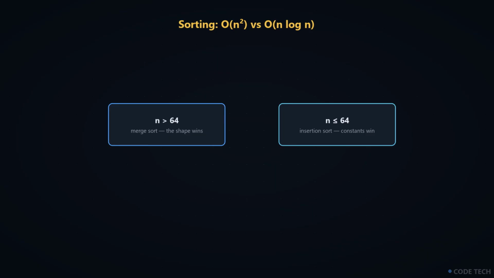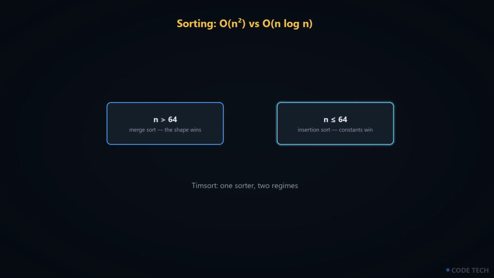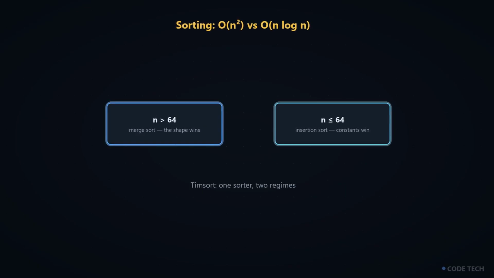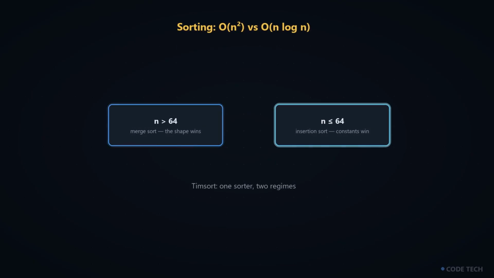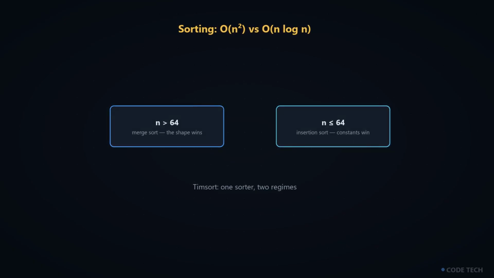Python's built-in sort, timsort, runs merge sort at scale, but switches to simple insertion sort for runs under 64 items, because at tiny n, the worse algorithm's small constants win. Remember, Big O rules the horizon, constants rule the neighborhood. Great engineering respects both. And here's the drama.